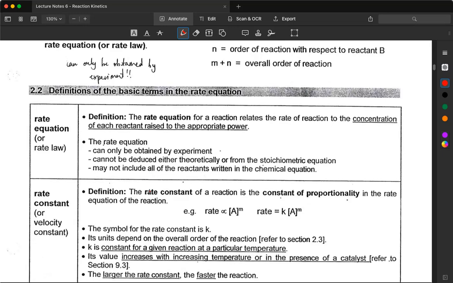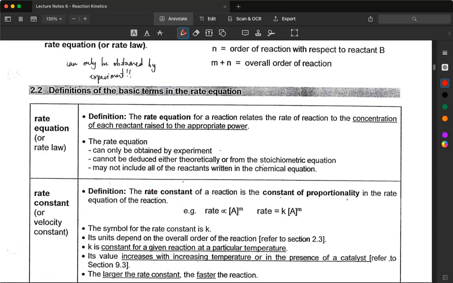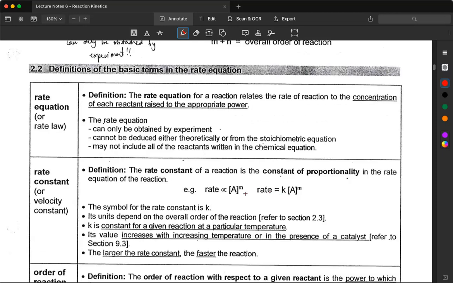For rate constant, this is the definition. It is the constant of proportionality. The symbol for the rate constant is k. The units will depend on the overall order of the reaction. And k is constant for a given reaction at a particular temperature, and the value will increase with increasing temperature or in the presence of a catalyst. So the larger the rate constant, the faster the reaction. So k is affected by temperature or catalyst.